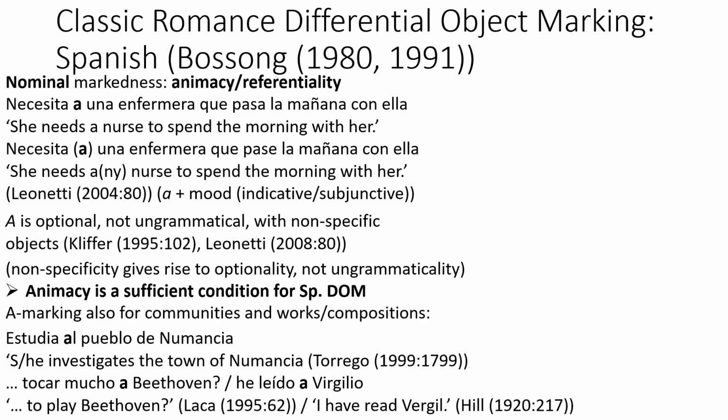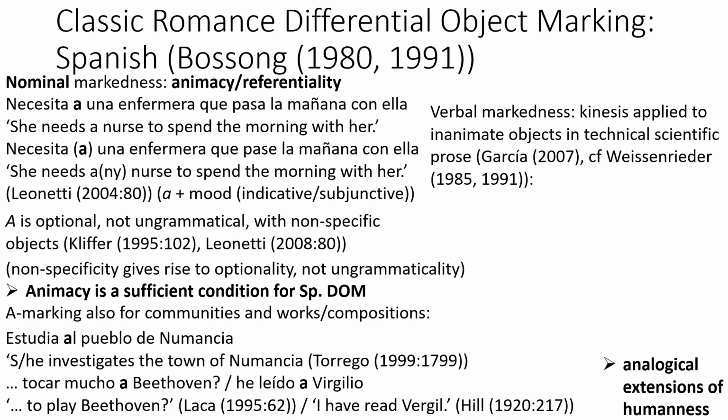In terms of compositions and literary works, for example, tocar a Beethoven, leer a Virgilio. So these mean to play music of Beethoven, to read works of Virgil, etc. So yeah, humanists can also be analogically extended. In terms of verbal markedness, kinesis seems also to be an independent trigger for DOM.